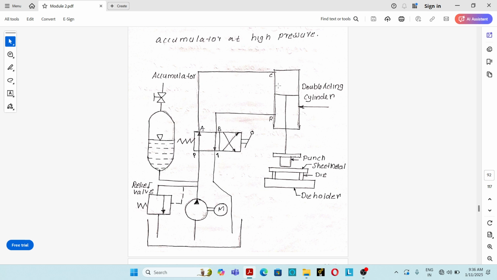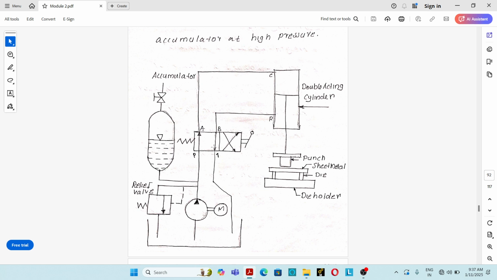The cylinder has two sides. This is the piston side and this is the rod side. The highly pressurized hydraulic oil flows to the piston side of the cylinder. Then the piston moves in the downward direction. At the same time, the hydraulic oil in the rod side of the cylinder flows through port B to port T to the reservoir. Then for the retraction stroke, the direction control valve is shifted to the next position.